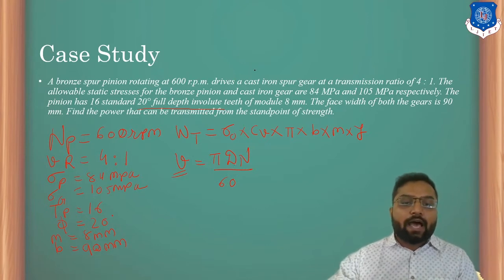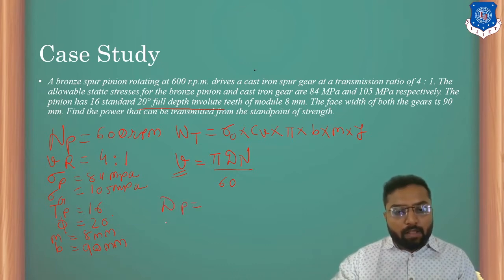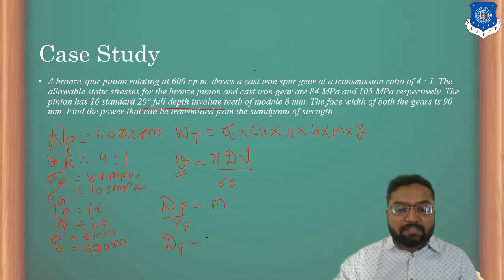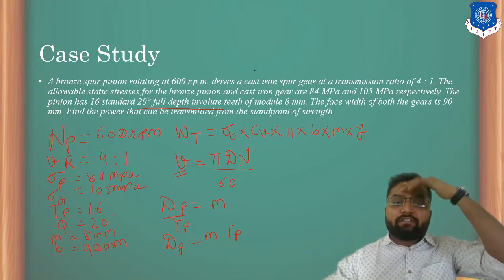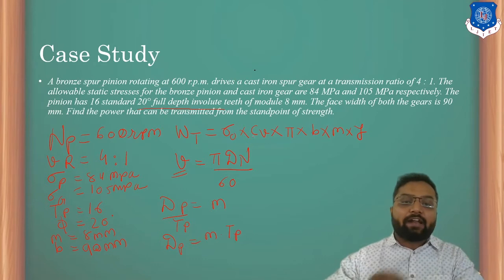In this case, we aren't given any diameter, so we can convert the diameter in terms of number of teeth. How? dp by tp, or diameter by teeth, is equal to the module. So ultimately the diameter of the pinion is nothing but module into tp. Now, why do we have to establish this equation, and how does it relate to power? Because ultimately we have to find the power.